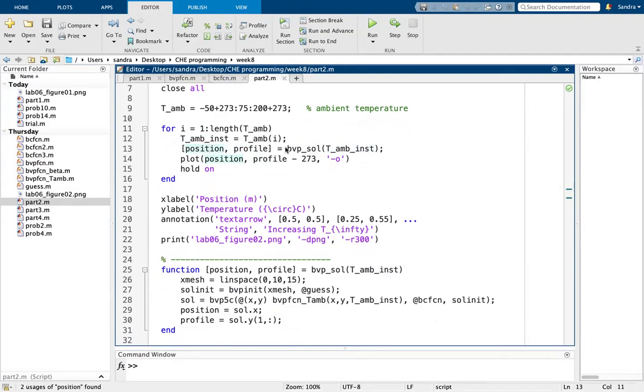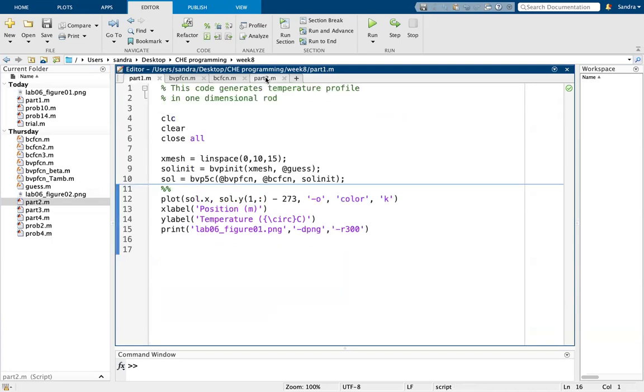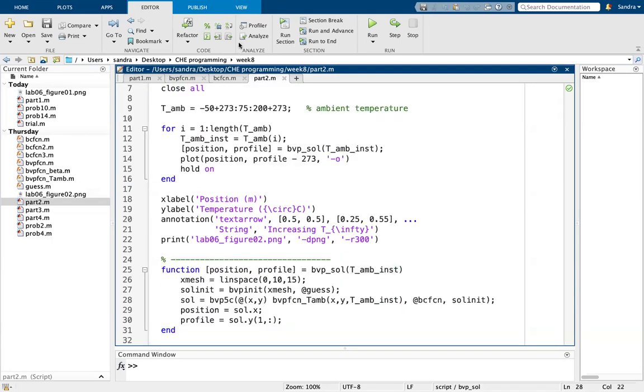So first, let's see what this BVP solve does. It will take a particular ambient temperature as the input, and then you will have an X mesh. This part of the question we have already done in the first part. The code remains the same. So I read a particular ambient temperature value, I have the same meshing, and the initialization of the solution is also the same.